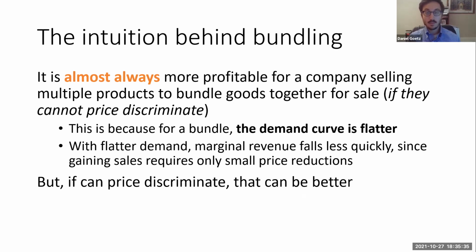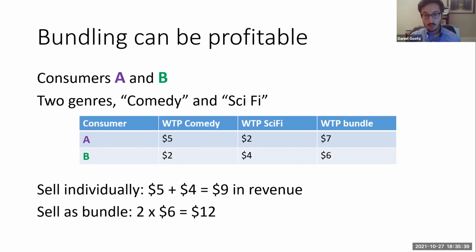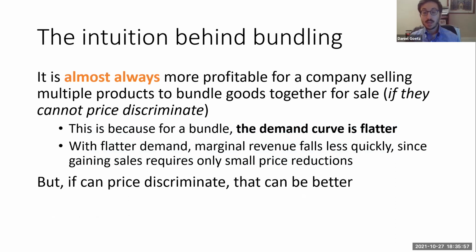So what do I mean here? If we could sell to each consumer for exactly their willingness to pay. So for consumer A, if we could give them $5 comedy and $2 sci-fi, and give $2 comedy and $4 sci-fi to B, that would obviously be the best thing to do. That extracts all of the value. But if we can't do that, then it's almost always better to bundle.